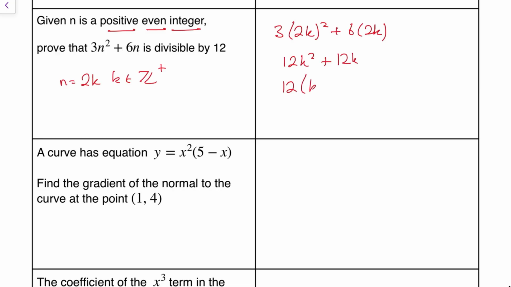Take out the 12, which gives me k squared plus k. And then a clear message, right? I want to show that it divides by 12, so I'm going to say 12 is a factor. Then answer the question, or conclusion. So therefore, divisible by 12. If this is an A-level exam, I'd say therefore for all positive even integers it is divisible by 12. It is fine at GCSE.